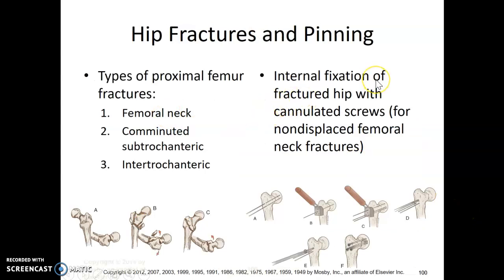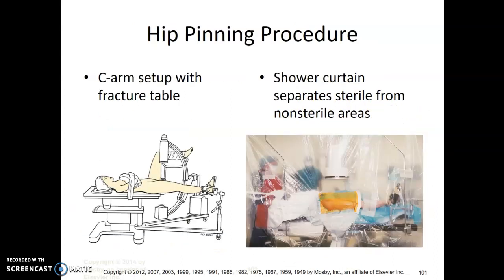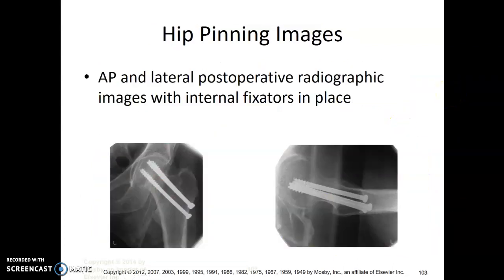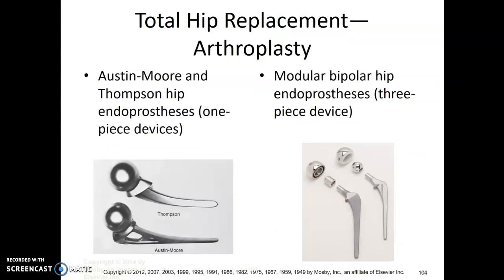Hip fractures and pinning. You guys know this stuff, but just a quick review, right? So it could be femoral neck fractures, the subtrochanteric fracture, intertrochanteric fracture, internal fixation. They can use cannulated screws and pins to put that back. C-arms, C-arm alignments, shooting through, watching your angles. Most often AP and lateral.